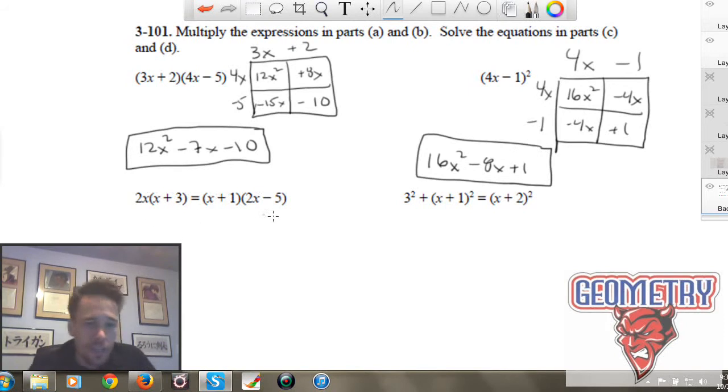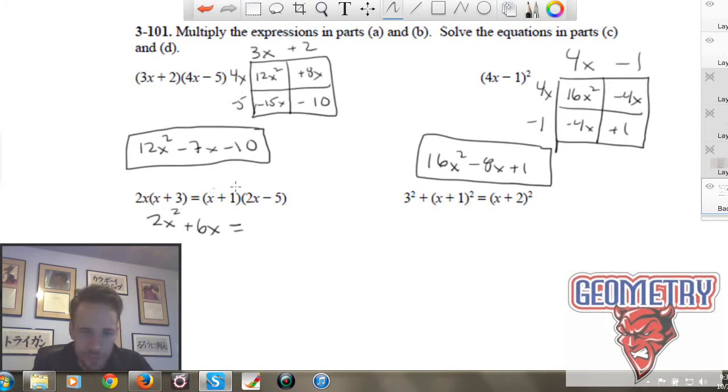Okay. The bottom here we're going to distribute and then we're going to solve. So it looks like we have some binomials here to multiply as well. Let's do the left side here first. So 2x squared plus 6x equals, and now we're going to have to multiply this out.